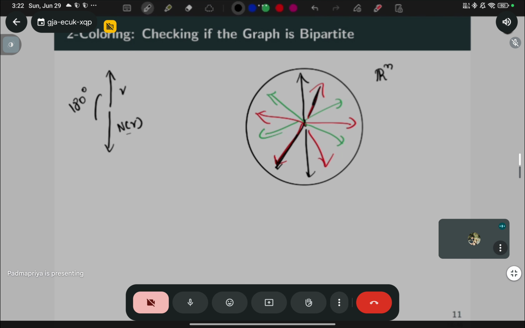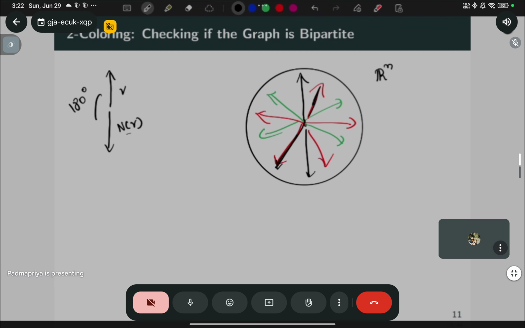Okay, color them the same color, sorry. Then color the two opposite vectors the same. So the neighbors are going to be... oh, paths. Oh, okay, okay, okay. Yeah, yeah.